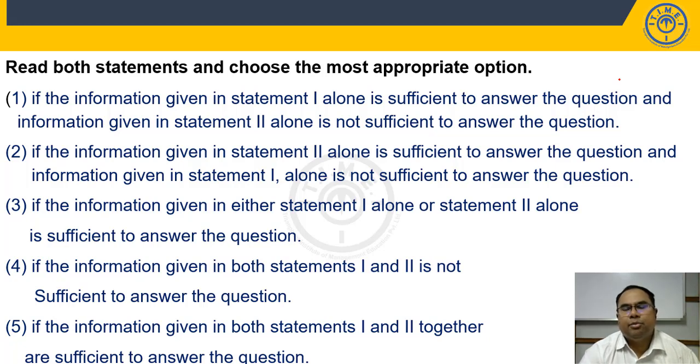So if you are getting the answer from only the first statement alone, you have to mark the first option. Second statement alone, second option. If you are getting the answer from either of the statements, first statement alone as well as second statement alone, then you have to mark third option. If you are getting the answer by combining both the statements, option 5. Even after combining, individually you will not get, if you combine also you will not get, then data not sufficient, option 4.